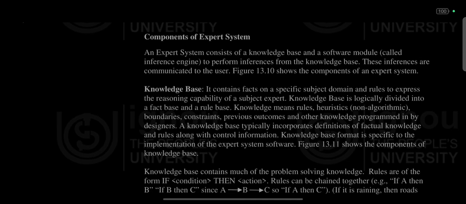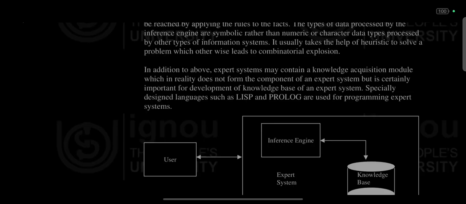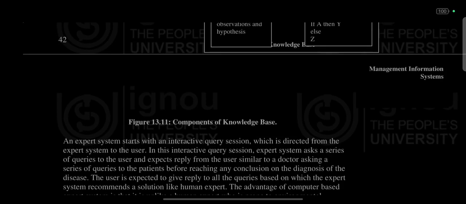An expert system consists of a knowledge base and a software module called inference engine to perform inferences from the knowledge base. These inferences are communicated to the user. Figure 13.10 shows the components of an expert system.